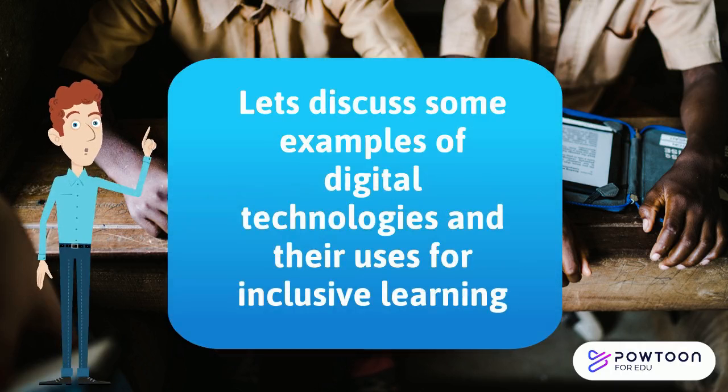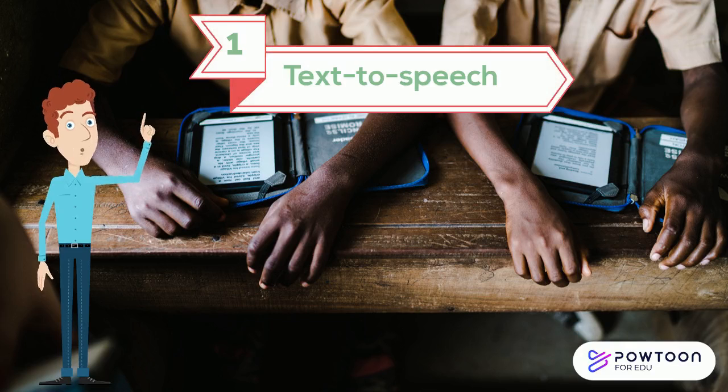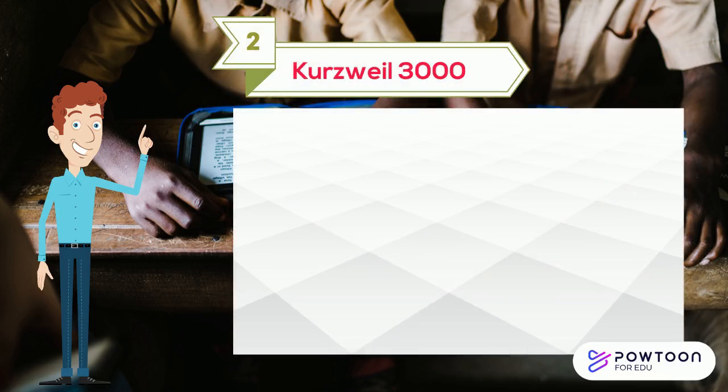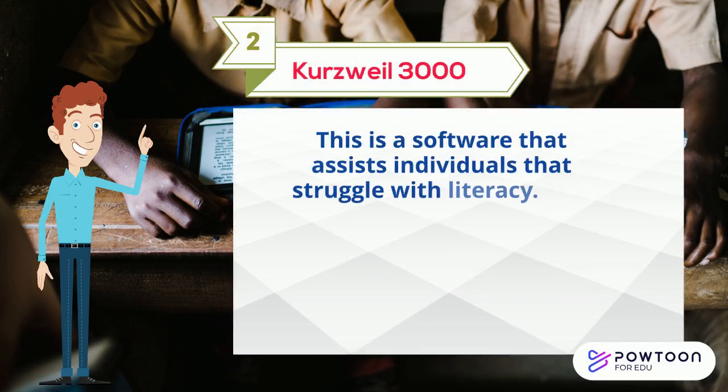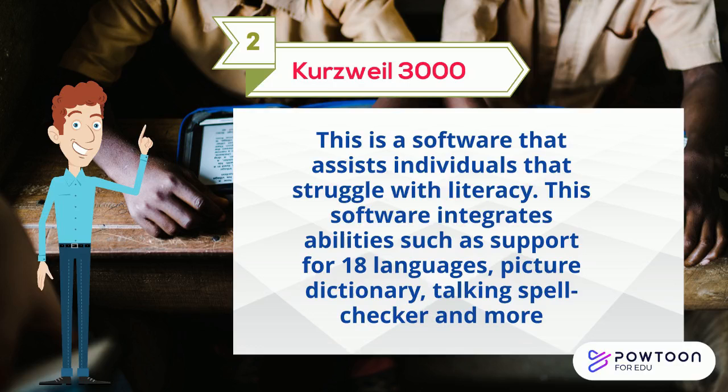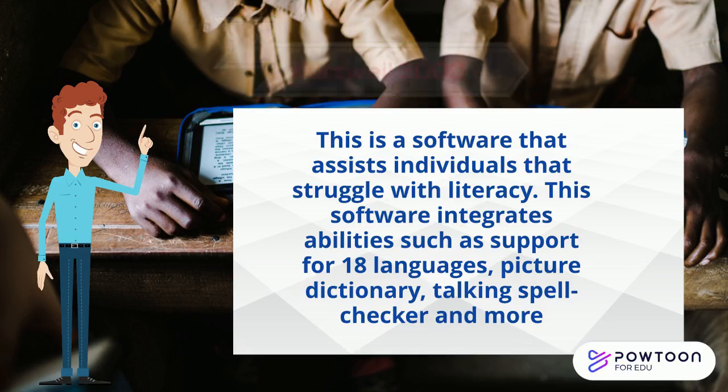Let's discuss some examples of digital technologies and their uses for inclusive learning. First, we have text-to-speech. This is an assistive technology software that is designed to help children who have difficulties reading standard print. Number 2, Kurzweil 3000. This is a software that assists individuals that struggle with literacy. This software integrates abilities such as support for 18 languages, picture dictionary, talking spell checker, and much more.